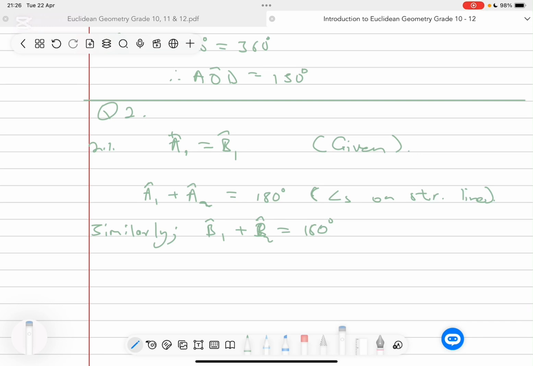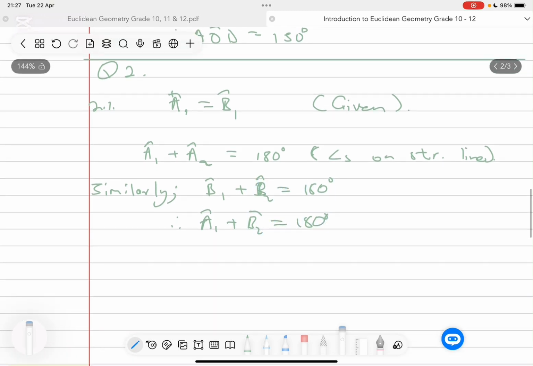Now, at this stage, we can use the argument at the top to say angle A1 is the same as angle B1. That means where I see B1, I can replace it with A1 because they are the same. Therefore, I can say angle A1 plus angle B2 is equal to 180 degrees. All that I've done is replace B1 with A1 since they are equal, and I've kept the rest as it is.